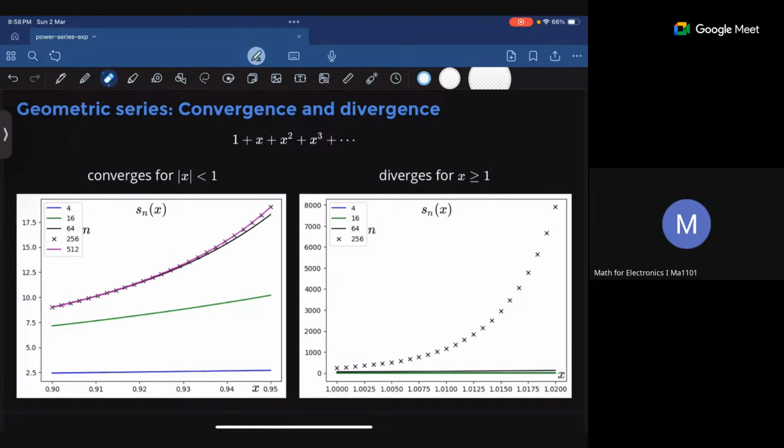A series you can conclude is either converging or diverging, so any given series will either be a convergent series or a divergent series. Whereas a power series, depending upon the value of x, may converge, and for some other values of x, it may diverge. The same power series.